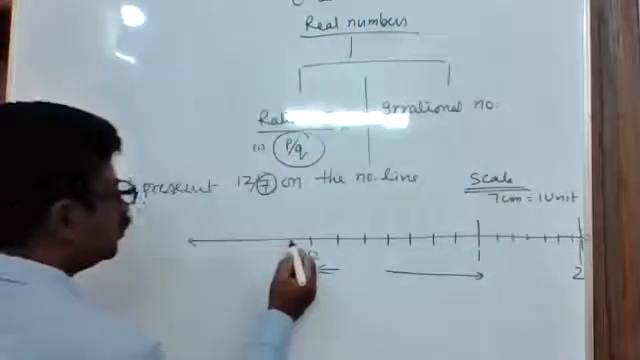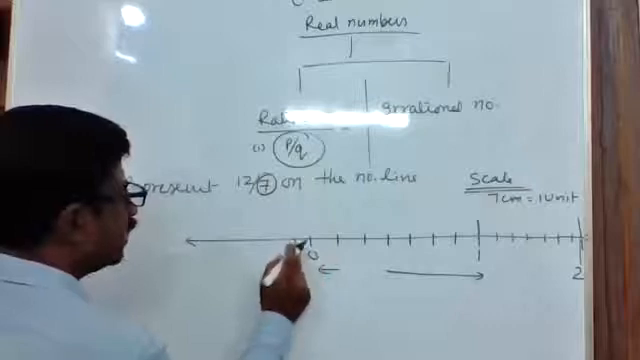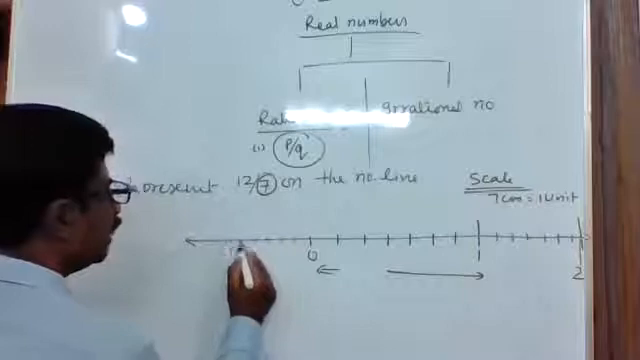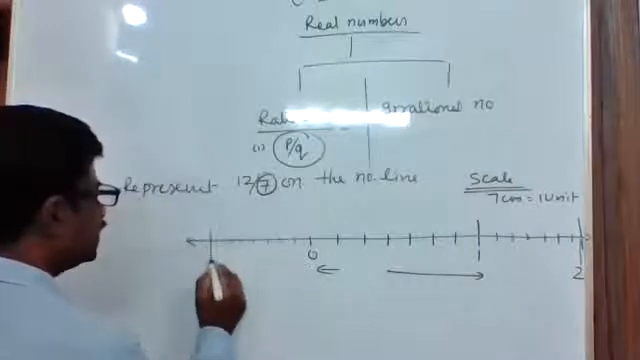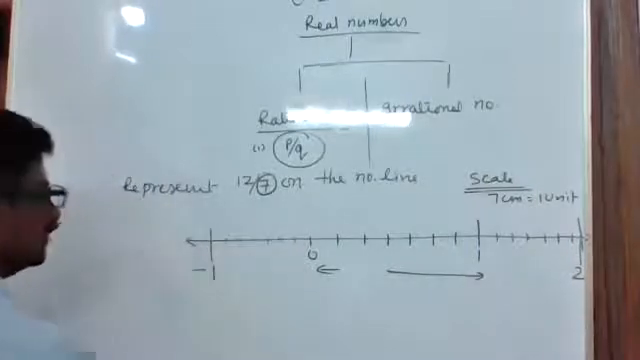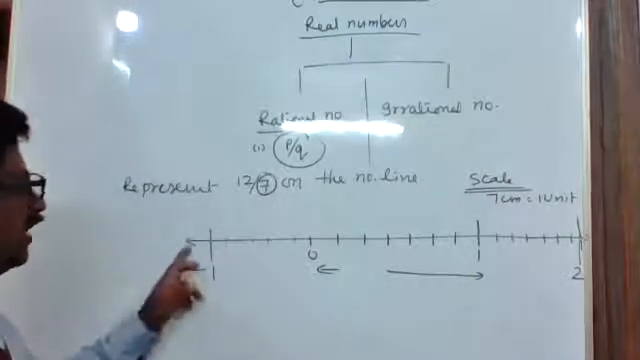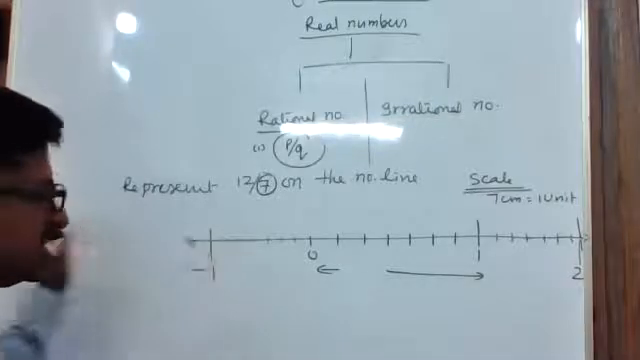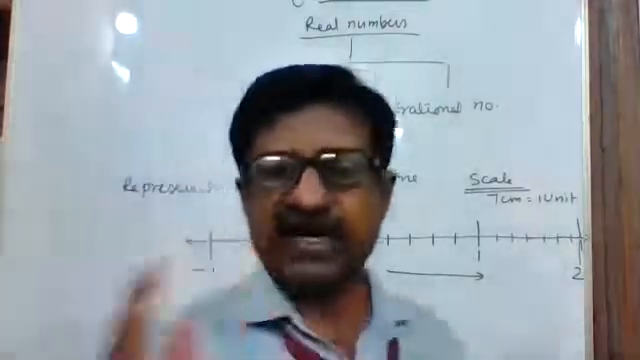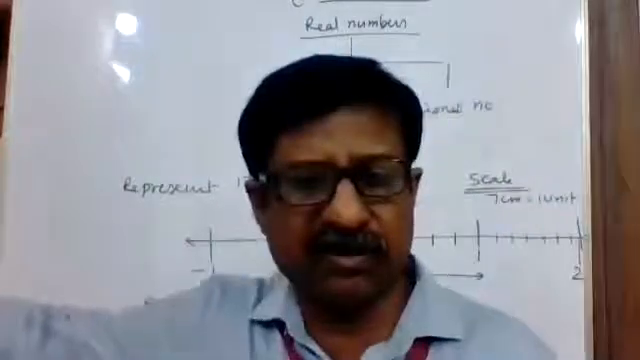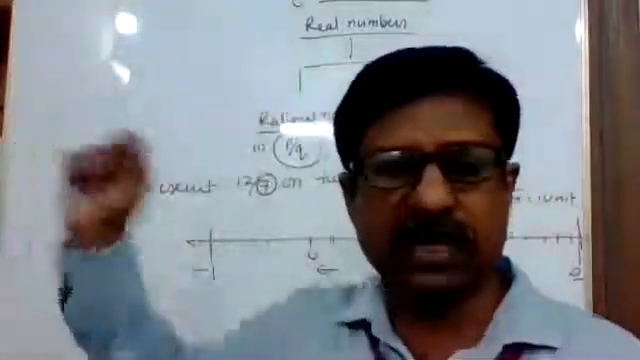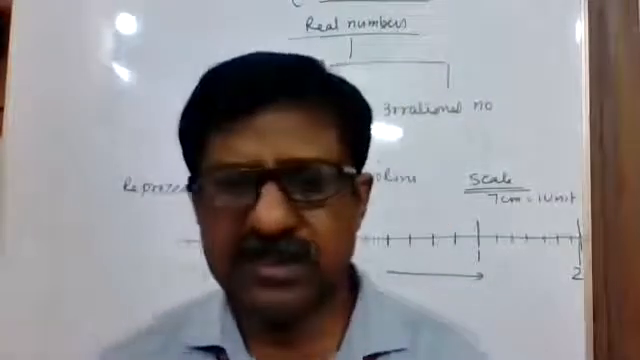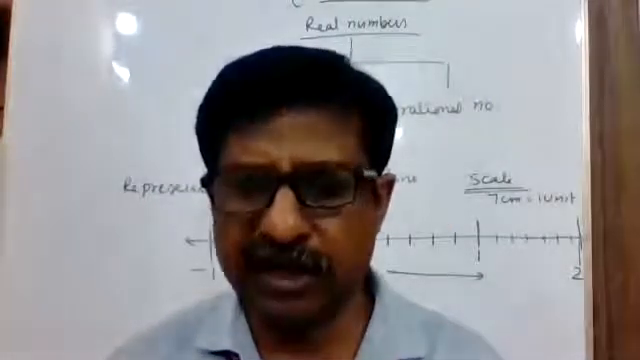On the negative side also, you have to do it in the same way. We will take 7 lines: 1, 2, 3, 4, 5, 6, 7. And the 7th line we will mark as -1. I have drawn an arrow here. This arrow indicates if it is needed, we can extend that. If needed, -2 is again at a distance of 7 units away from -1, and we have to mark another point. That is -2.